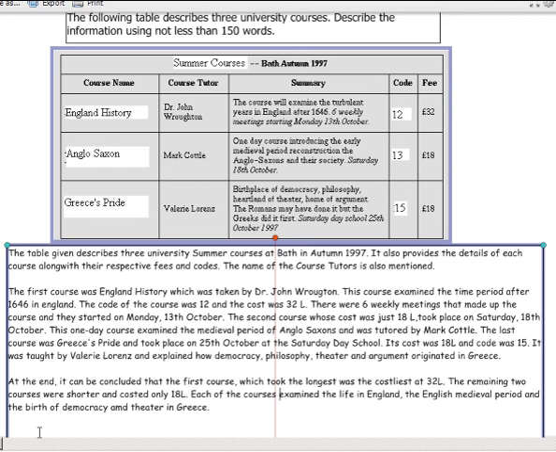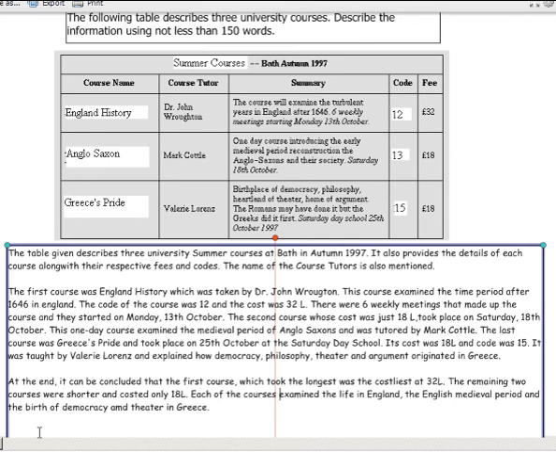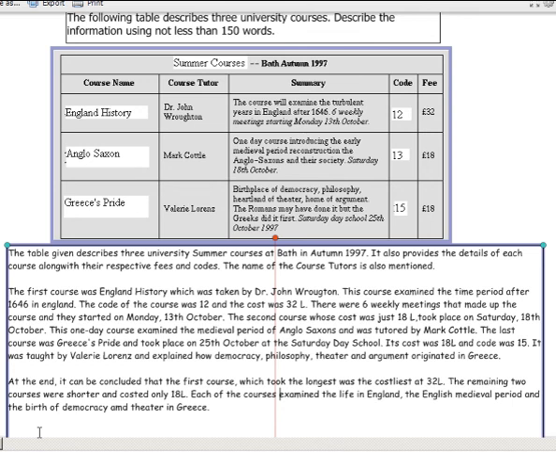The table given describes 3 university summer courses at Bath in autumn 1997. It also provides the details of each course, along with their respective fees and codes. The name of the course tutors is also mentioned. The first course was England History, which was taken by Dr. John Roten. This course examined the time period after 1646 in England, and take care you have to use the data correctly. If it's not 1646, then this would be wrong. And England, name of a country, should start with E capital. The code of the course was 12 and the cost was £32. There were 6 weekly meetings that made up the course, and they started on Monday, 13th October.